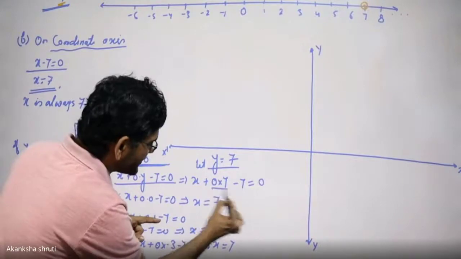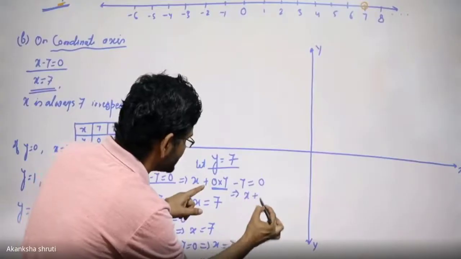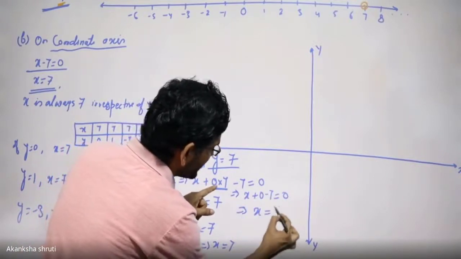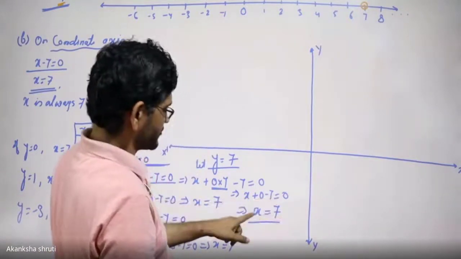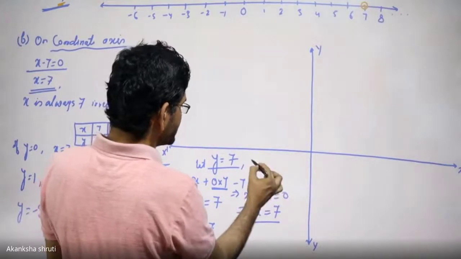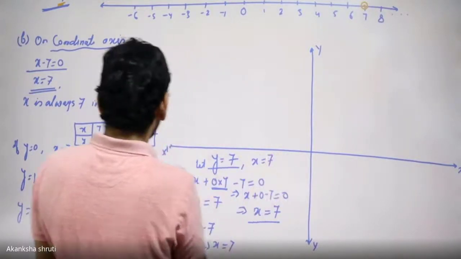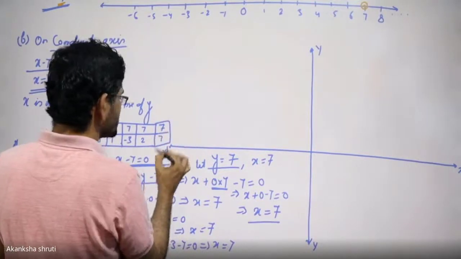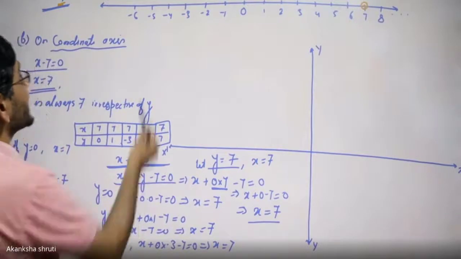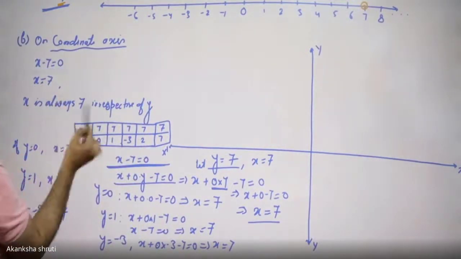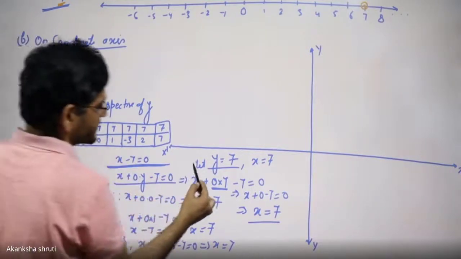0 into 7 is how much? This term becomes 0, student. So x plus 0 minus 7 equals 0. Still the x remains 7. Means x minus 7 equals 0. X is 7. Means even if y is 7, still this x value is 7. Okay, student? So in this case, we need to choose the y, not the x, wherever only x is equal to some number or only the equation is in x itself.